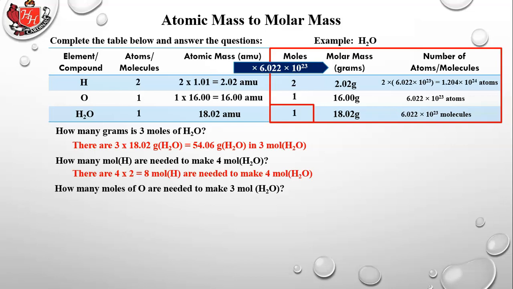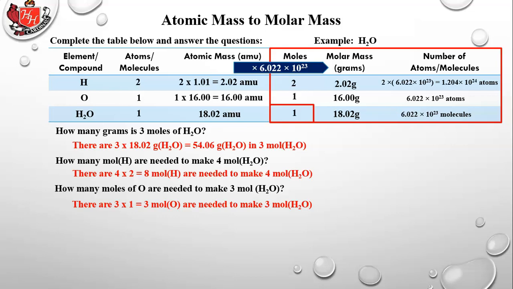If I want 3 in the small red box, then I have to multiply moles of oxygen by 3. So I look under the moles column and the oxygen row, and you see there's 1 mole of oxygen in 1 mole of water. So if I want 3 moles of water, I'm going to need 3 moles of oxygen. There's 3 times 1 equals 3 moles of oxygen needed to make 3 moles of water.